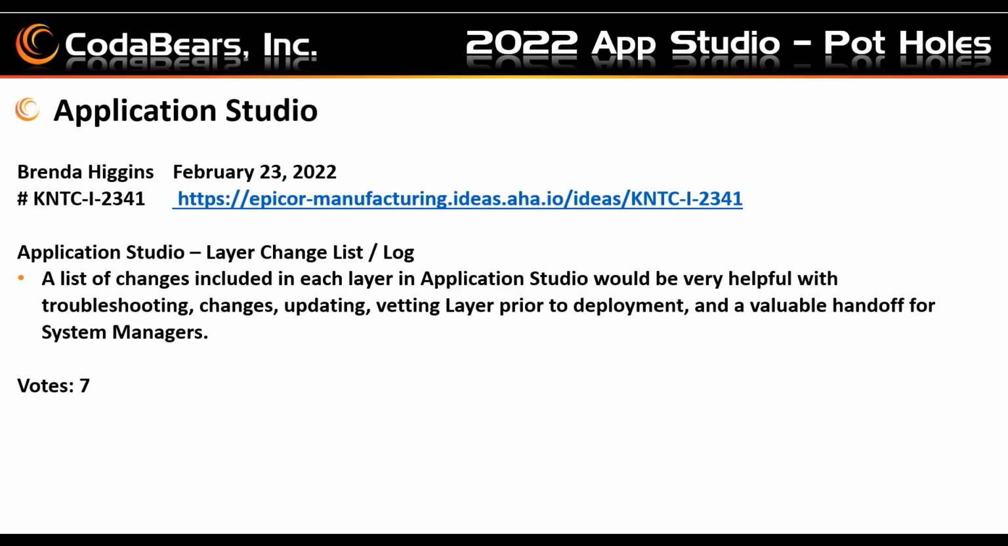First one is the layer change list and log. They're looking to have a list of changes that was done with each application studio layer that was built. So when you're changing or updating, you want to know what was done on the layer prior. And one of the problems right now is when you go into the properties or the description and change it after you create it, it doesn't always save.